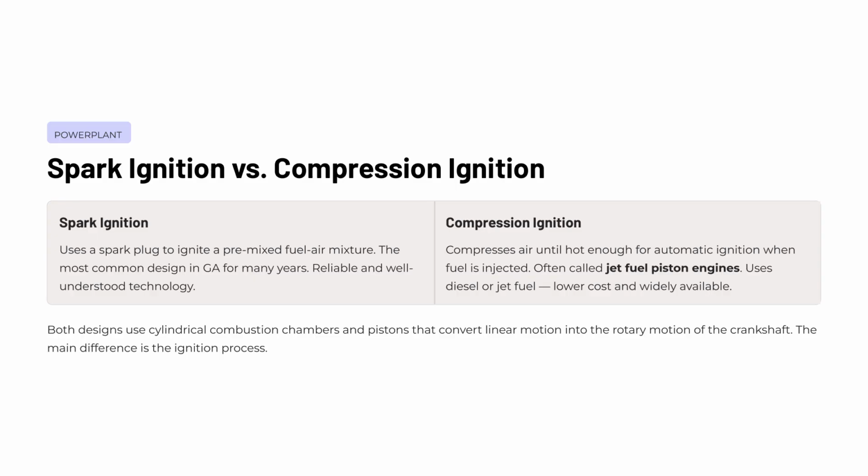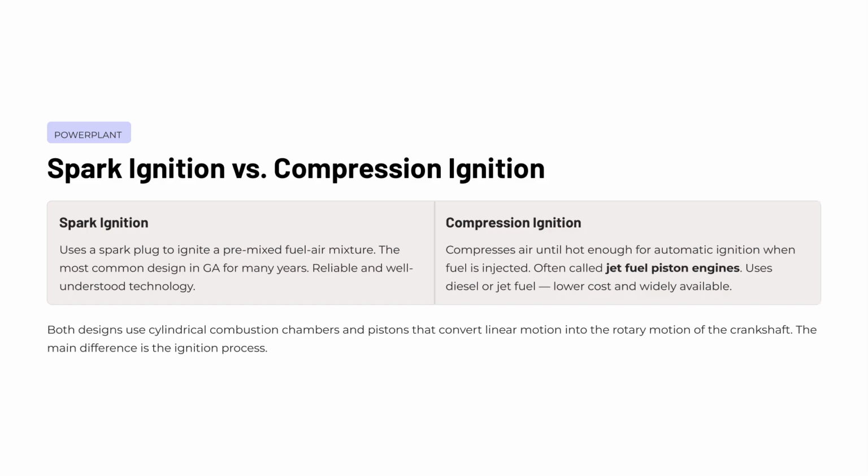When we talk about power plant options in general aviation, 2 primary ignition systems come into play: spark ignition and compression ignition. Understanding the difference between these two is fundamental to understanding how your aircraft's engine works. Spark ignition is the traditional design most general aviation pilots are familiar with. It uses a spark plug to ignite a pre-mixed fuel and air mixture inside the cylinder. This technology has been the standard in GA for decades, and its reliability and well-documented maintenance history make it a trusted choice.